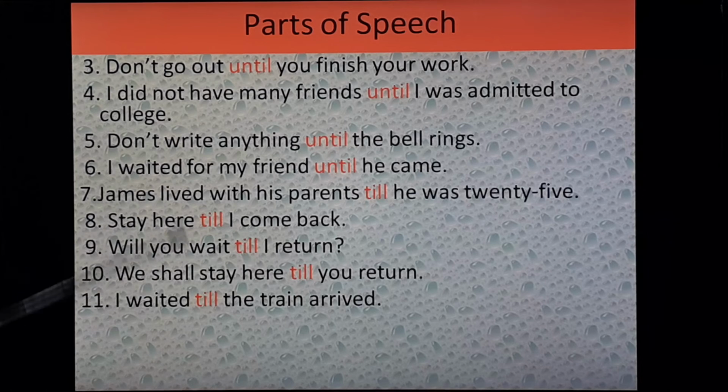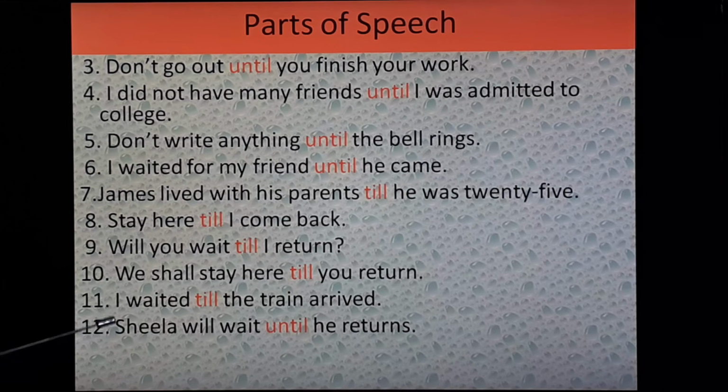I waited till the train arrived. Sheila will wait until he returns. Up to the particular time he returns, Sheila will wait. That is the meaning of this till and until. Do not go till I come.